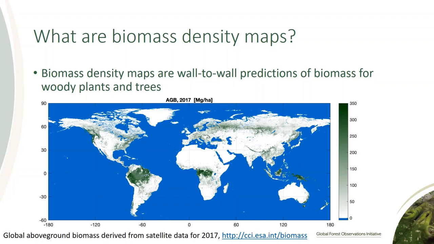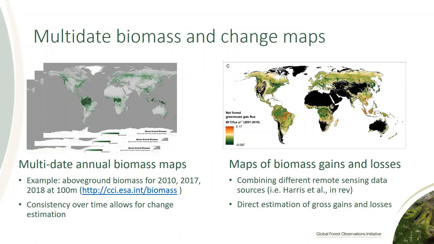Besides these biomass density maps, which show the distribution, you also see products that produce these maps for multiple dates. Here's an example of biomass density maps at 100 meter resolution for 2010, 2017, and 2018. If there's sufficient consistency between these times, you can also use that to allow estimation of biomass change potentially. We also have products that directly provide estimates of biomass gains and losses. They're often done by combining different remote sensing data sources, and show you directly where biomass is being lost and gained.